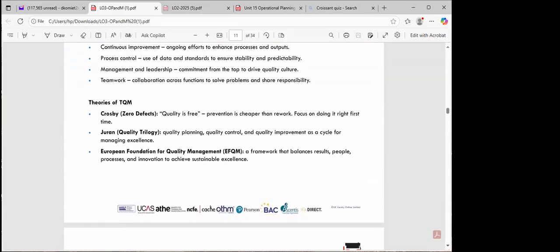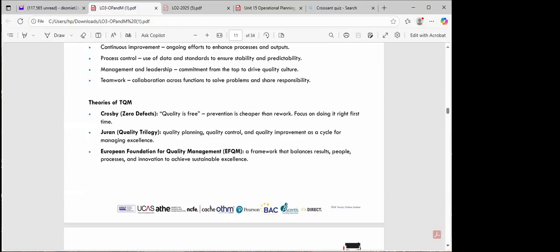Choices of TQM. We have the Crosby Zero Defects, where quality is free. Preventing is cheaper than rework. Focus on doing it right the first time. Then they have the Juran Quality Trilogy: quality planning, quality control, and quality improvement as a cycle for managing excellence.